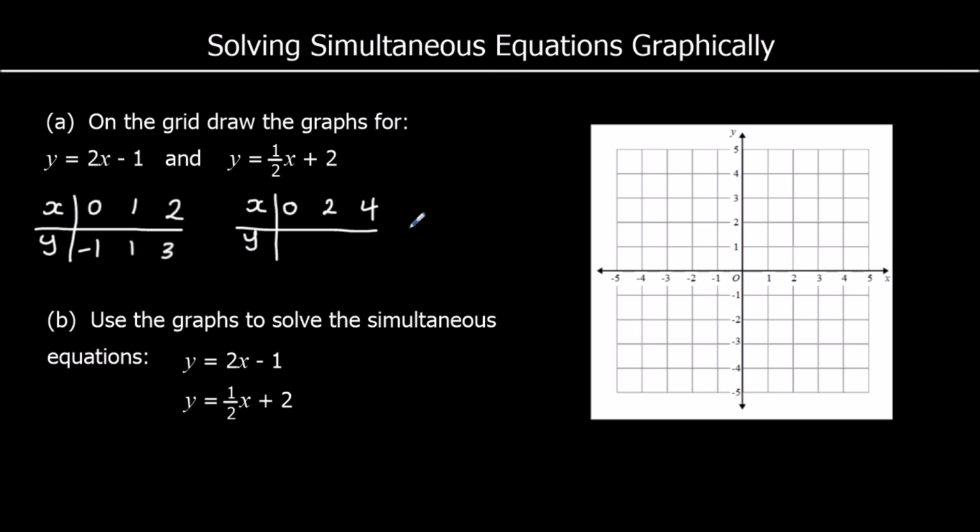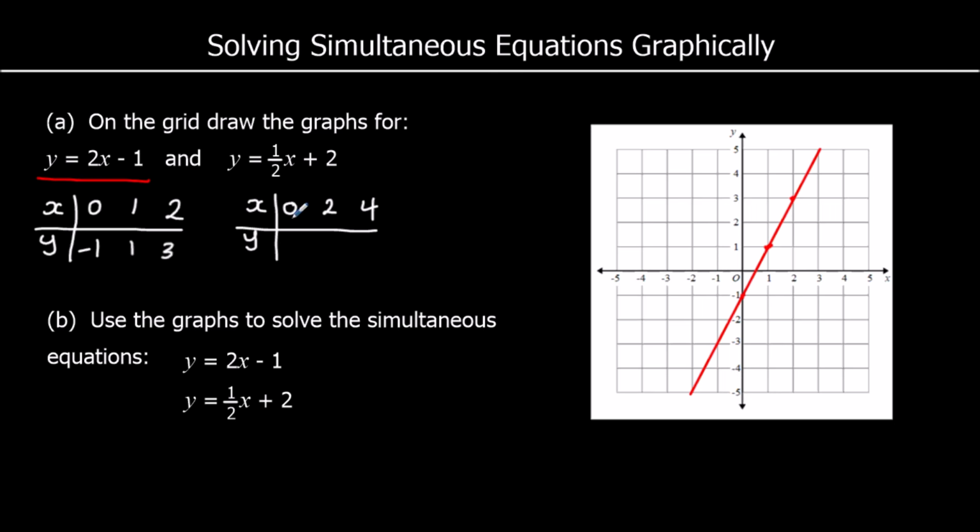So if we draw this on first, 0, negative 1, 1, 1, and 2, 3. So it's got a gradient of 2 and a y-intercept of negative 1. That's the line y equals 2x minus 1. Now y equals half x plus 2.